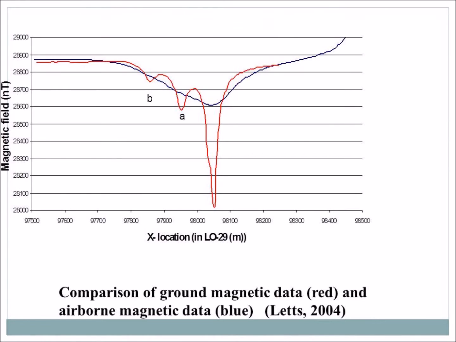And so here you can see the difference. So this blue curve is the airborne magnetic data, and you can see generally, you would say maybe there's a dike over here, whereas this red is the ground magnetic survey, and they've picked up 3 dikes. So a lot more detail.